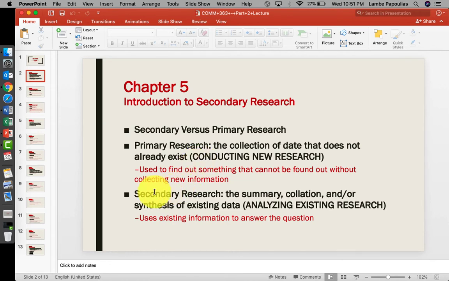So you also have secondary research. This is the summary, collation, or even synthesis of existing data, and you actually analyze existing research. This uses existing information to answer the question. So maybe let's say you own a hot dog stand in Chicago. This is something you will probably find all across the city since hot dogs are a popular Chicago food. This is probably research that has already been conducted.